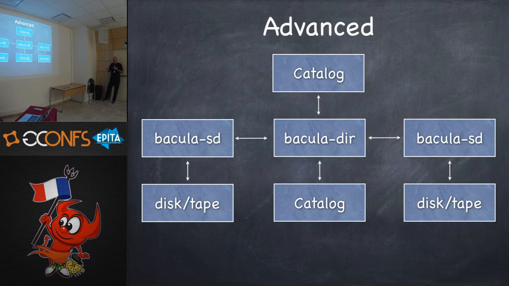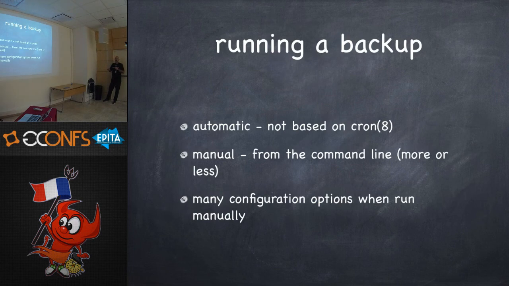So here you're going really crazy. You've got one catalog, a director, another storage daemon over here, a whole bunch of stuff, two different catalogs. This is all very feasible. You can have multiple databases that it writes into. You can have one per client, for example, one per pool. We'll get into pools later.